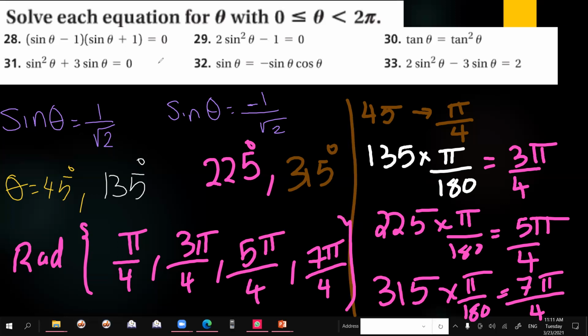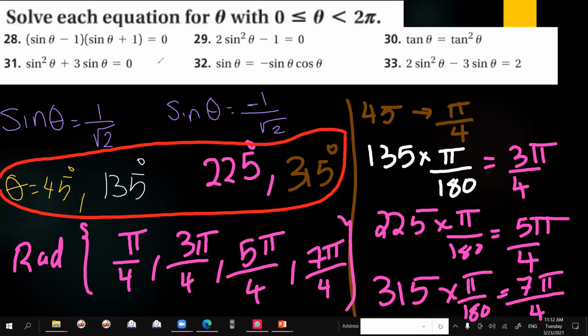So the angles in degrees are 45, 135, 225, and 315. And the angles in radians are pi over 4, 3 pi over 4, 5 pi over 4, and 7 pi over 4. Is it clear? Yes, teacher.